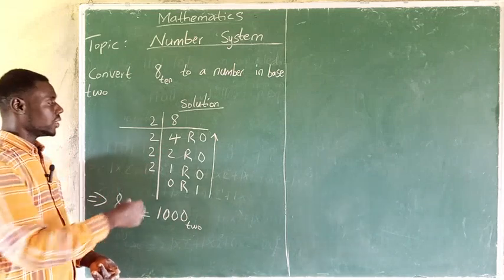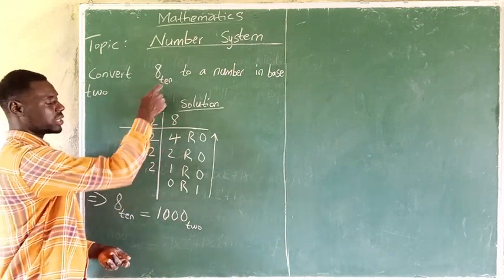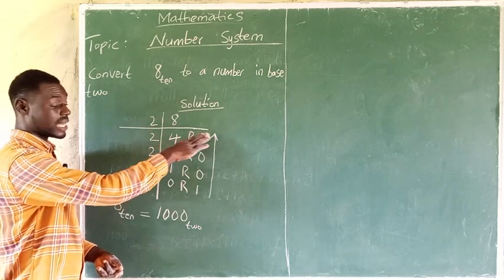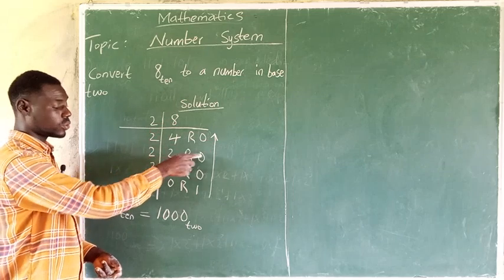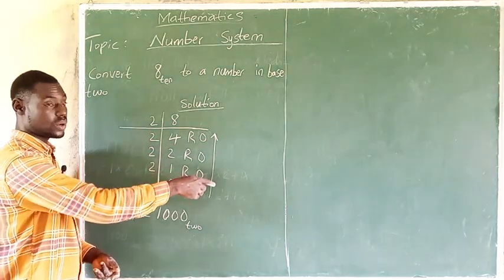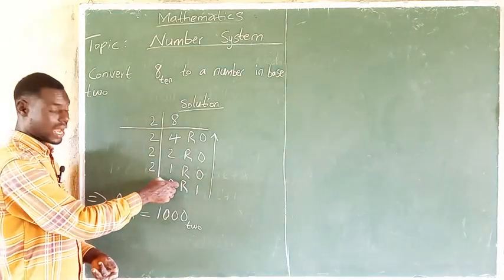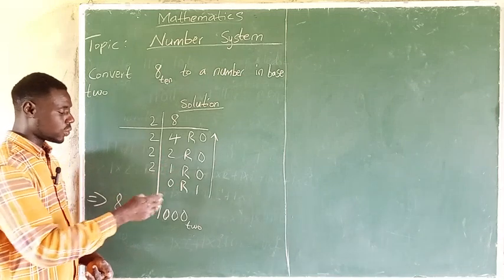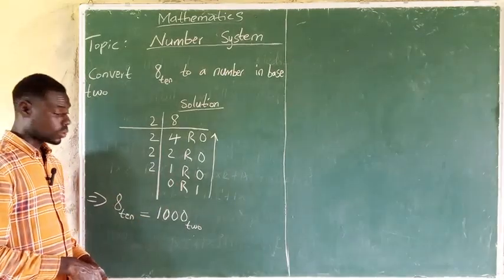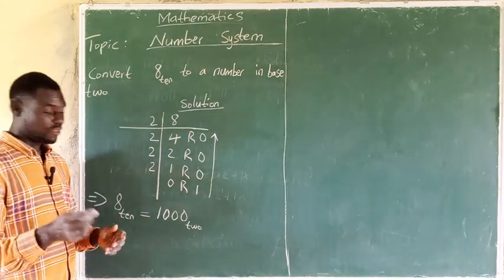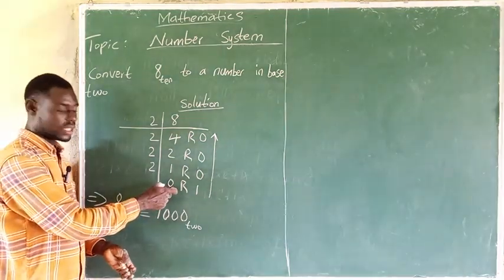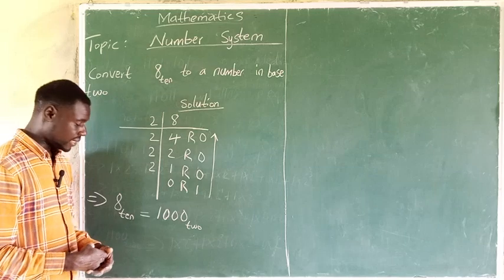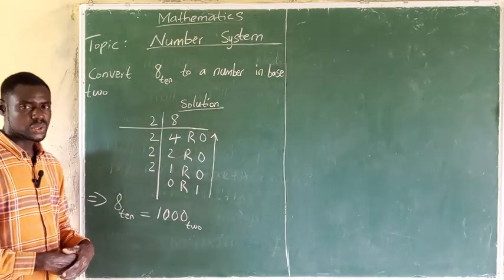Let me just come again. We said you convert using prime factor because it is in base 10. 2 goes into 8, 4, no remainder. 2 goes into 4 is 2, no remainder. 2 goes into 2 is 1, no remainder. 2 goes into 1, it can't. That is why I wrote the 0. Since it cannot go, you have just 1. There is another format I will use to explain this 0 aspect of it. So this is how we solve it.